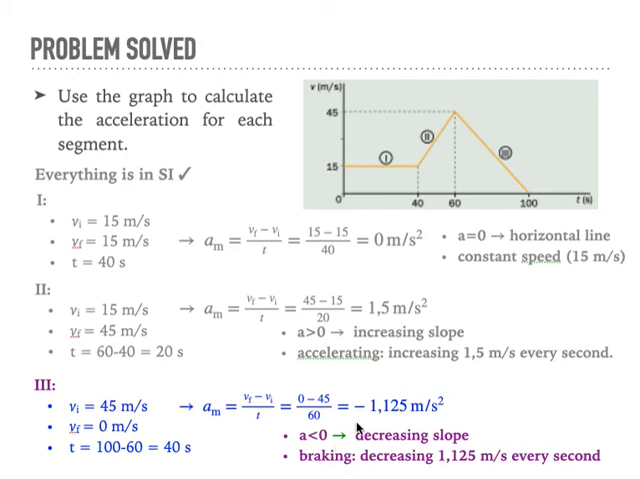And so here I have an acceleration that is negative, and I can see in the graph that when it's negative, then I have a decreasing slope, so it's going down, okay? And again, just to remember it, when I have the negative, it means that it's braking, of course, because we're going from 45 meters per second to be totally stopped, 0 meters per second. So it's braking, and it's decreasing 1.125 meters per second every second. That's the meaning of it.